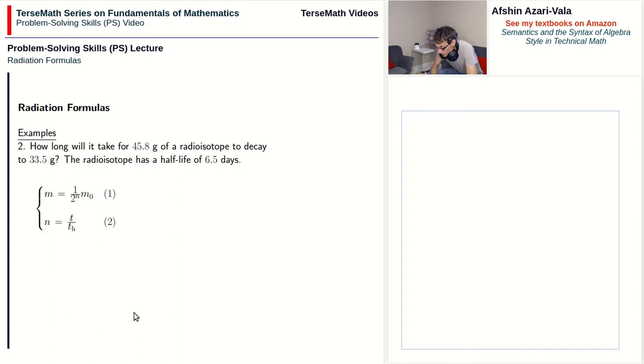I'll let you work this out. So again, use equation 1 to find n, then use equation 2 to find T, and you should end up with 2.9 days.